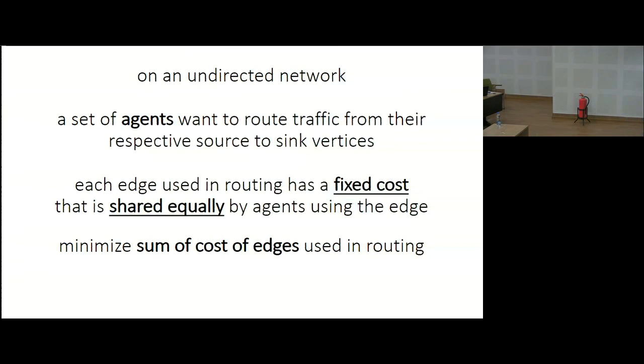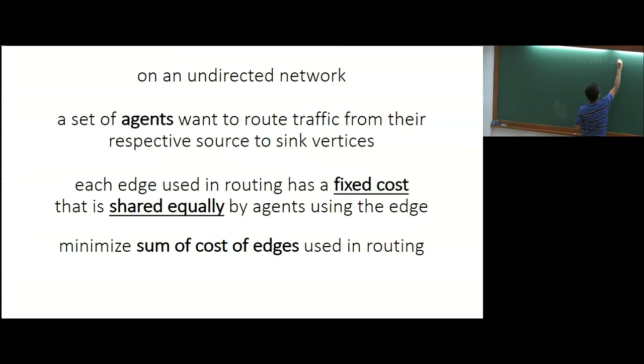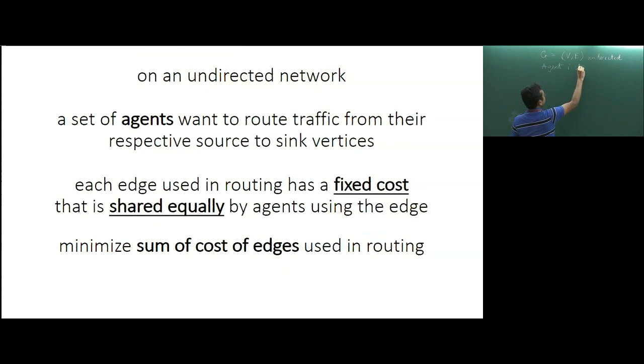So I have a graph G, and this will be undirected in this talk. There are a bunch of agents. I'll typically index agents by I. So agent I needs to choose a path P sub I from her source vertex Si to her destination vertex Ti. So this is the choice that the agent makes, chooses some path.